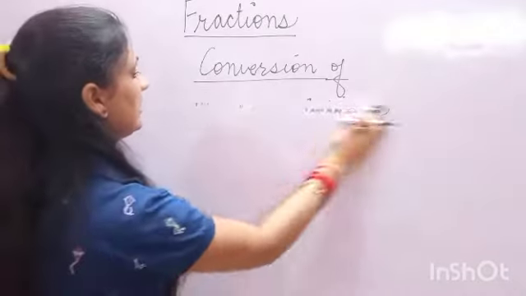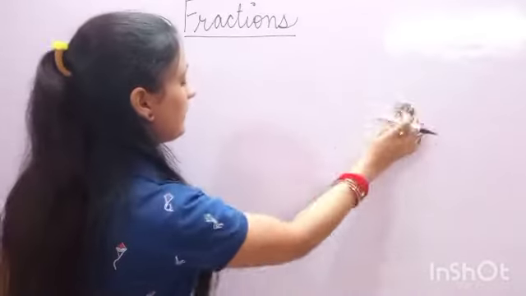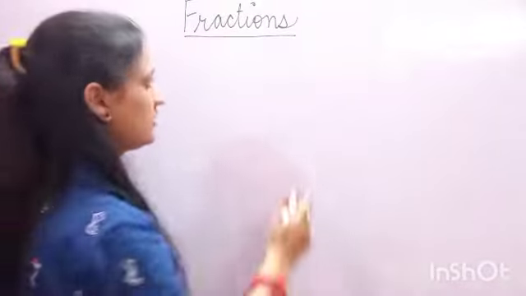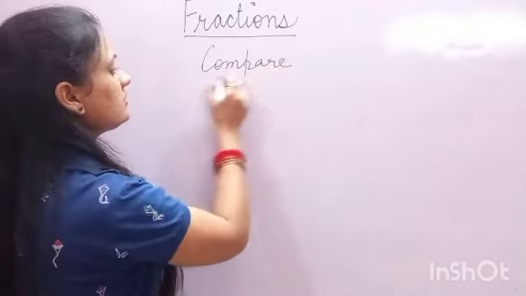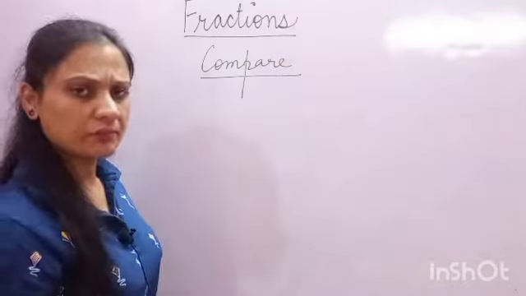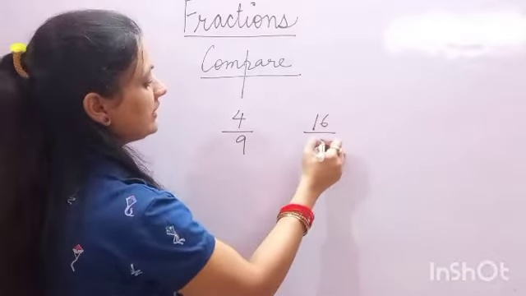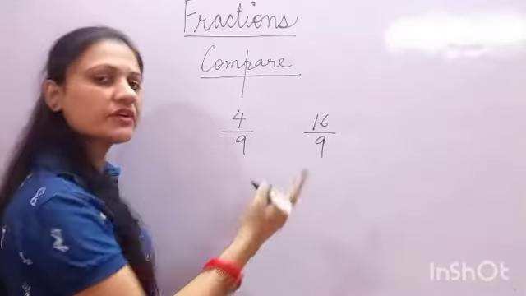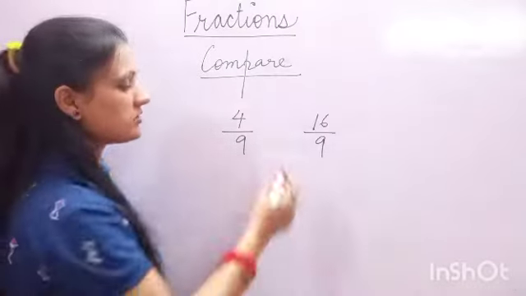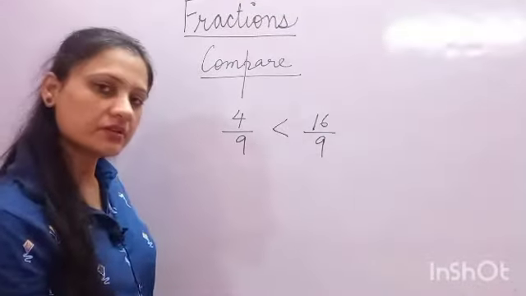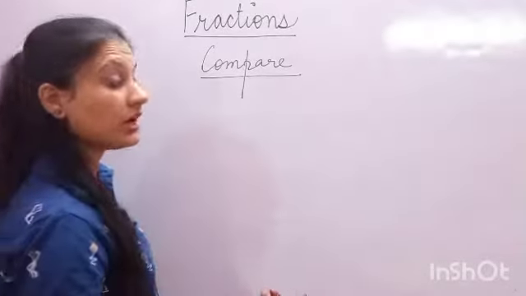Now we'll understand how to compare the fractions, right? Suppose the fractions are like fractions, very simple to compare. Suppose the numbers given are 4 by 9 and 16 by 9. These are like fractions, so very simple to compare. The greater numerator means the greater fraction. This one is greater, right? Simple.